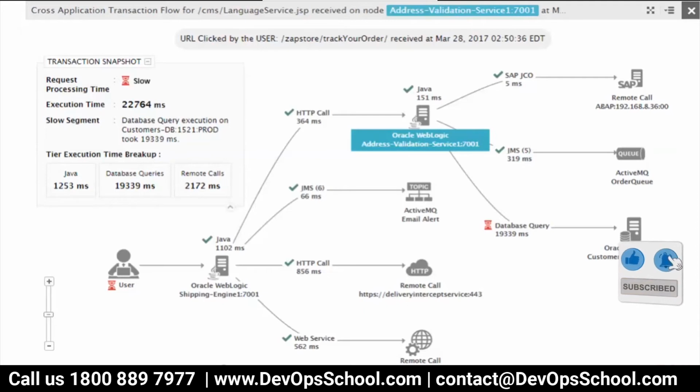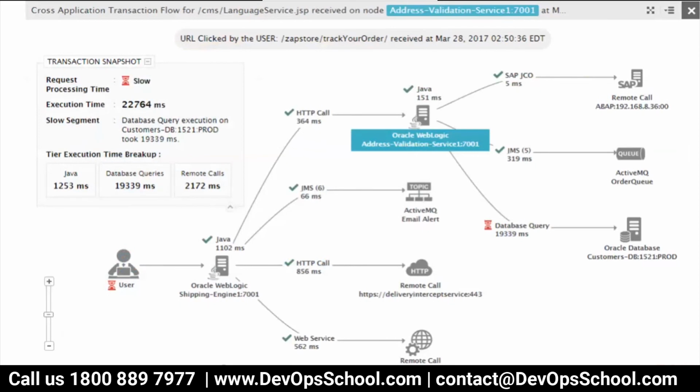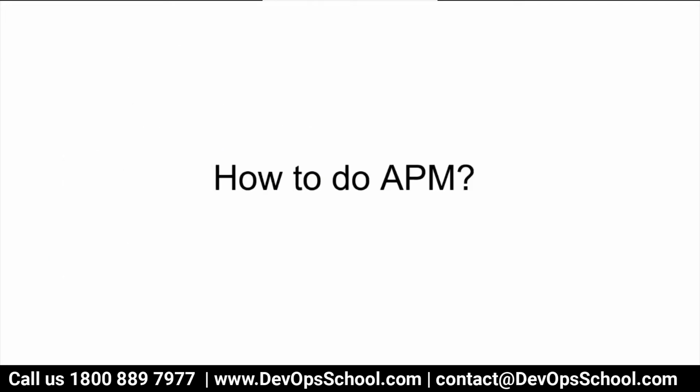Yes, Rakesh. So this is the external image, this is the internal image. Very good image. Please, this is your work. Please remember that. So what are the benefits of APM? I think more or less we understand some of the big keywords such as business continuity, reduced downtime, better end user experience, greater customer satisfaction, higher productivity, decreased reliance on costly experts, greater innovation, reduced operational cost, higher Google ranking, of course intangible benefits, and stuff like that.